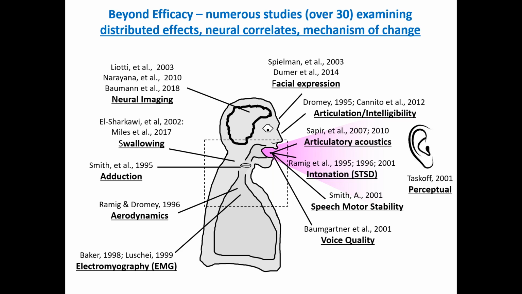And these are the studies that have been done in other areas, such as neural imaging, so looking at changes in the brain, potential improvements in swallowing, vocal fold adduction, aerodynamics, EMG studies, respiration, improvements in facial expression, articulation, articulatory acoustics, some intonation, speech motor stability, and voice quality. So some really nice studies have been done in those other areas to really show that spread of effects from loudness into these other motor speech areas.